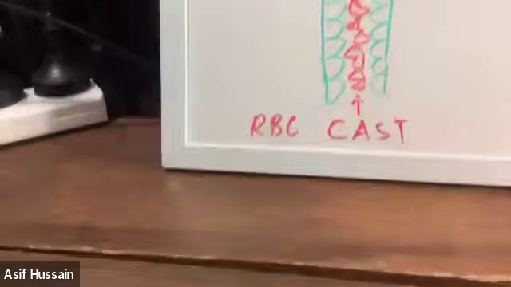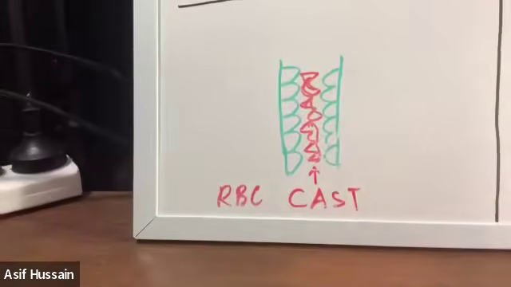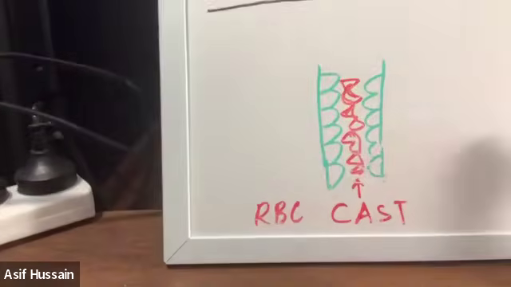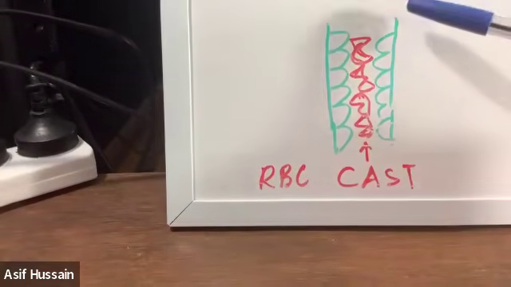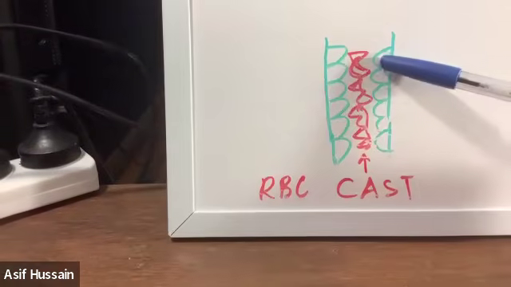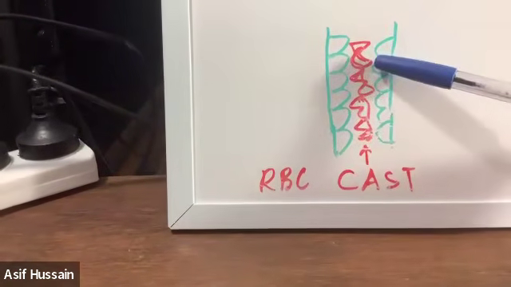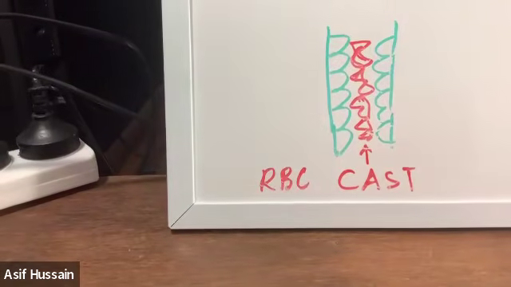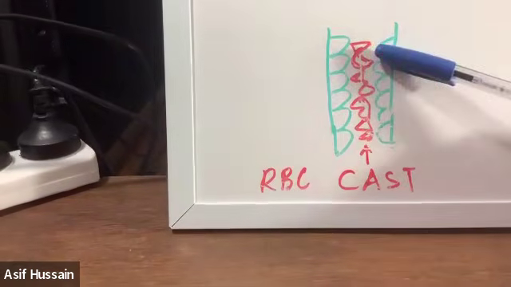Now, the third mechanism is inflammation. We'll come back to the inflammation in a second. When the blood cells leak from the glomerulus and fall into the Bowman space, they have to pass through the renal tubules to go into the urine. Remember, the lumen of the renal tubules is smaller than the size of the red blood cell. So red blood cells have to squeeze.